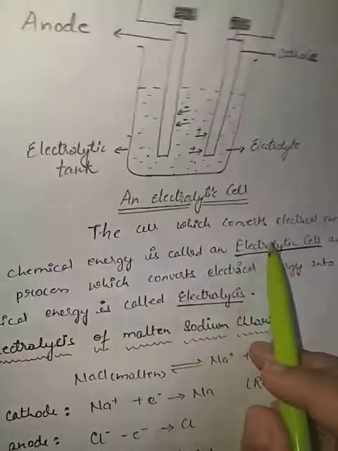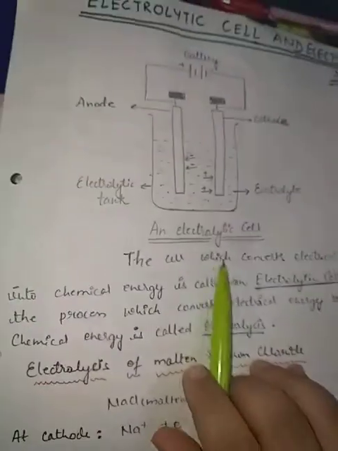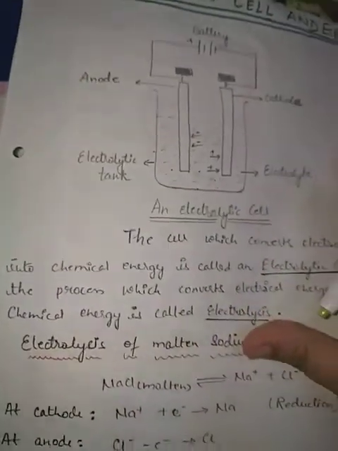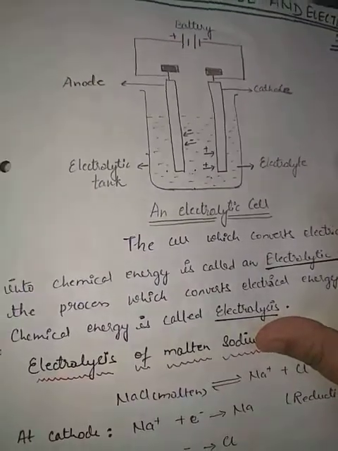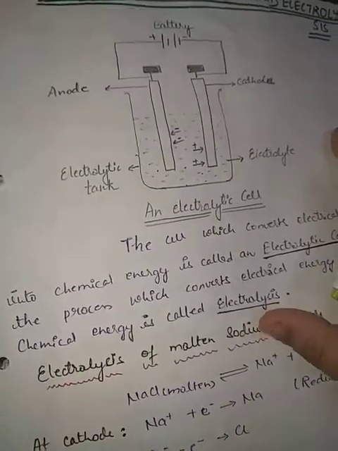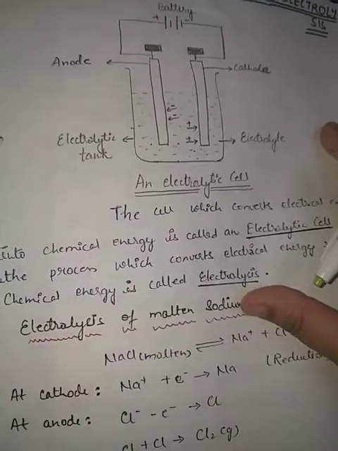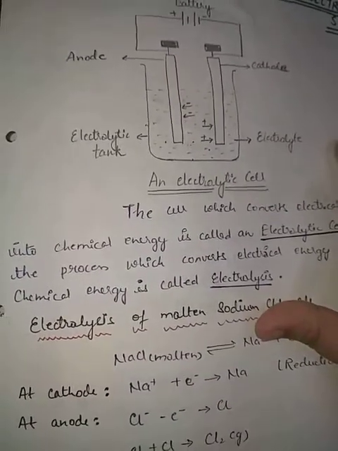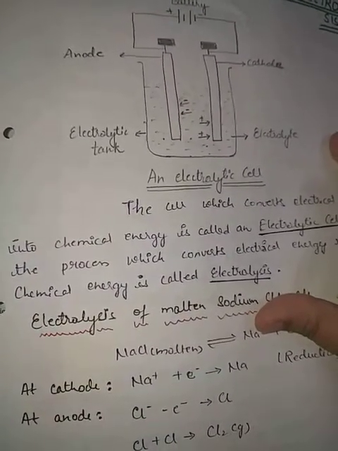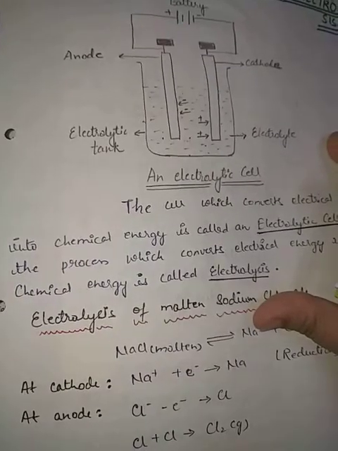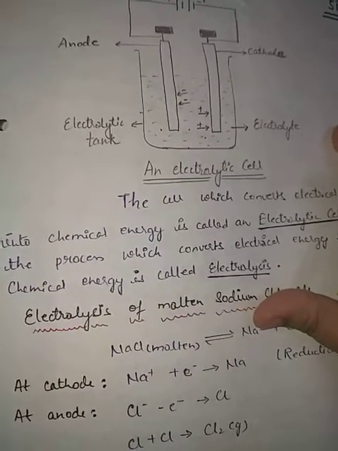What happens here? It converts electrical energy into chemical energy. The electrical energy supplied from the battery gets converted into chemical energy, and this is called an electrolytic cell. The process which converts that electrical energy into chemical energy is called electrolysis.